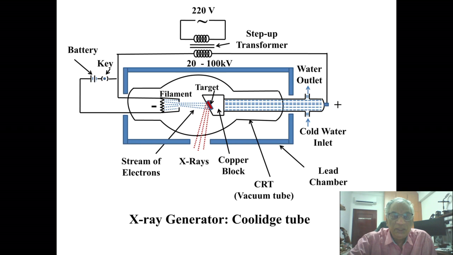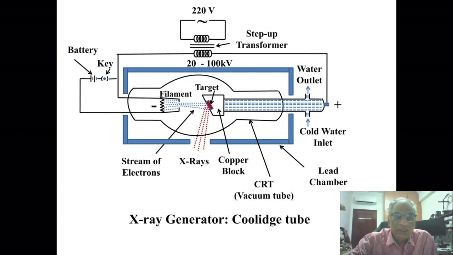In this slide you can see the Coolidge X-ray tube, also known as the X-ray generator, in which a tungsten filament is connected to the negative terminal of the AC supply and the anode is connected to the positive terminal. The tungsten filament is the cathode, whereas a high atomic number element like tungsten is used as the anode.